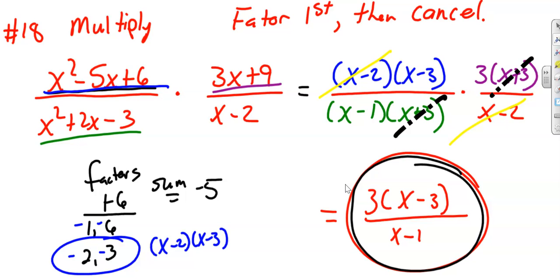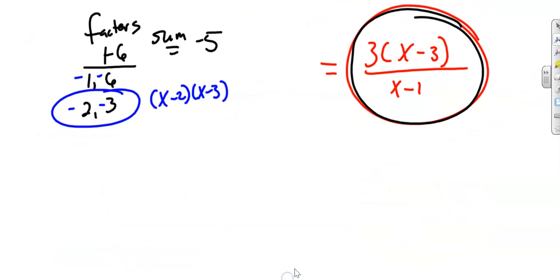Okay. And with number 20, it's almost the same thing. The only difference with number 20 is it tells you to divide. You're still going to factor it first. You're still going to go back and cancel. But the key thing on divide is that before you do anything at all, really, you have to do keep, change, flip.